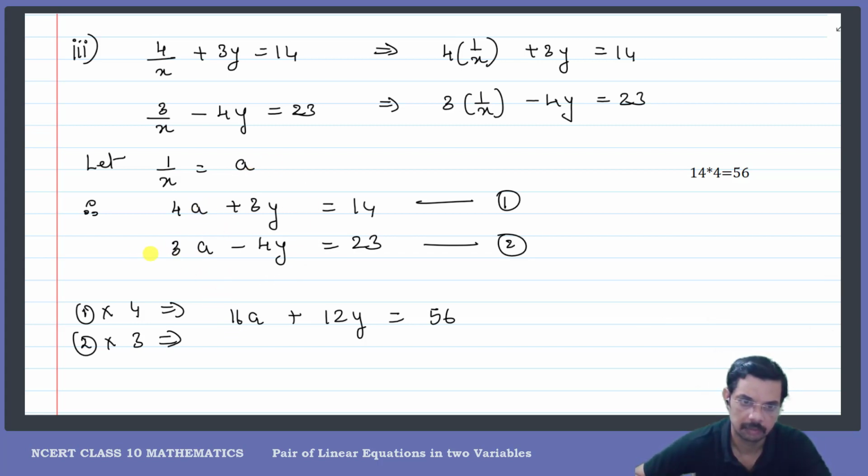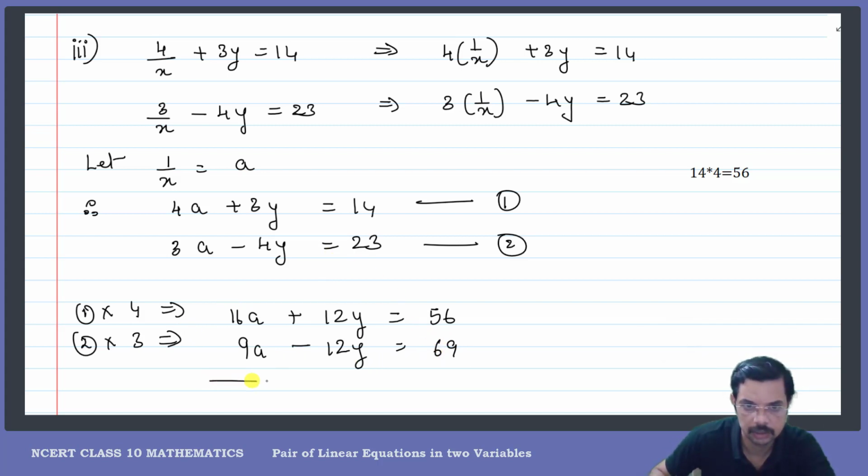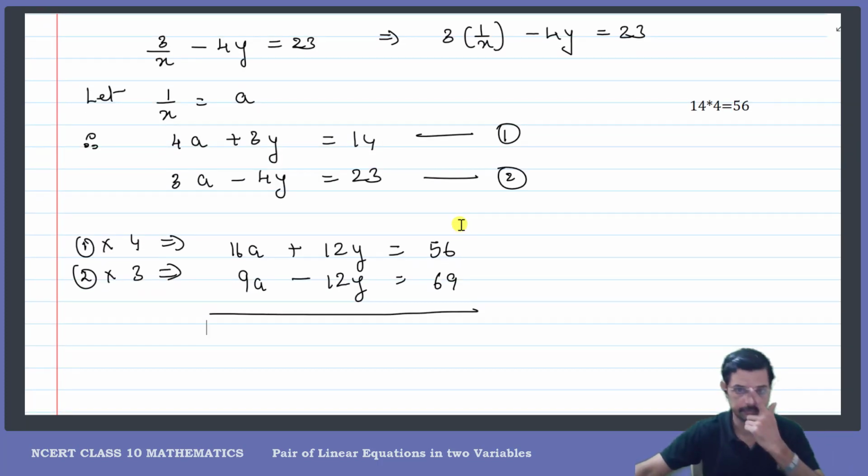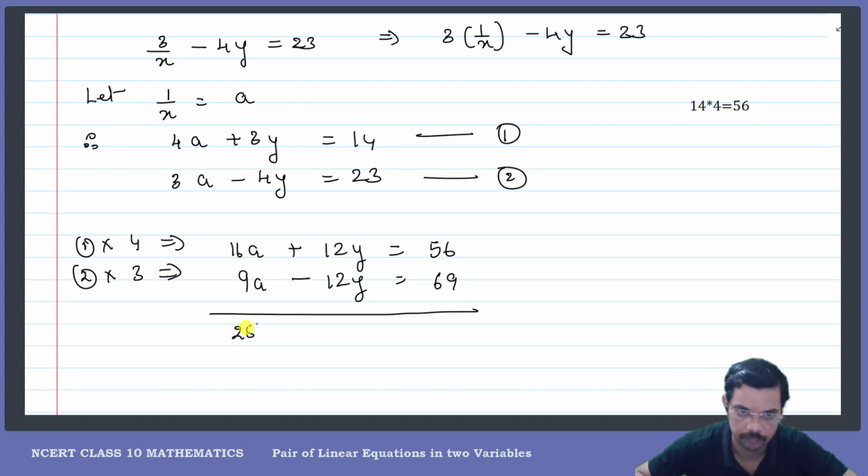So multiply the second equation by 3. Then 3 threes are 9, now 9a, and when I multiply by 3 it will be 4 threes are 12y, what is the sign, negative, and 23 threes are 69. Now 16a and 9a, you just need to add them to eliminate. Addition, okay. Don't change the sign, just directly add 16 plus 9. What is 16 plus 9? 25. So we get 25a. And what is here? Here we have 56 plus 69, which is 125.